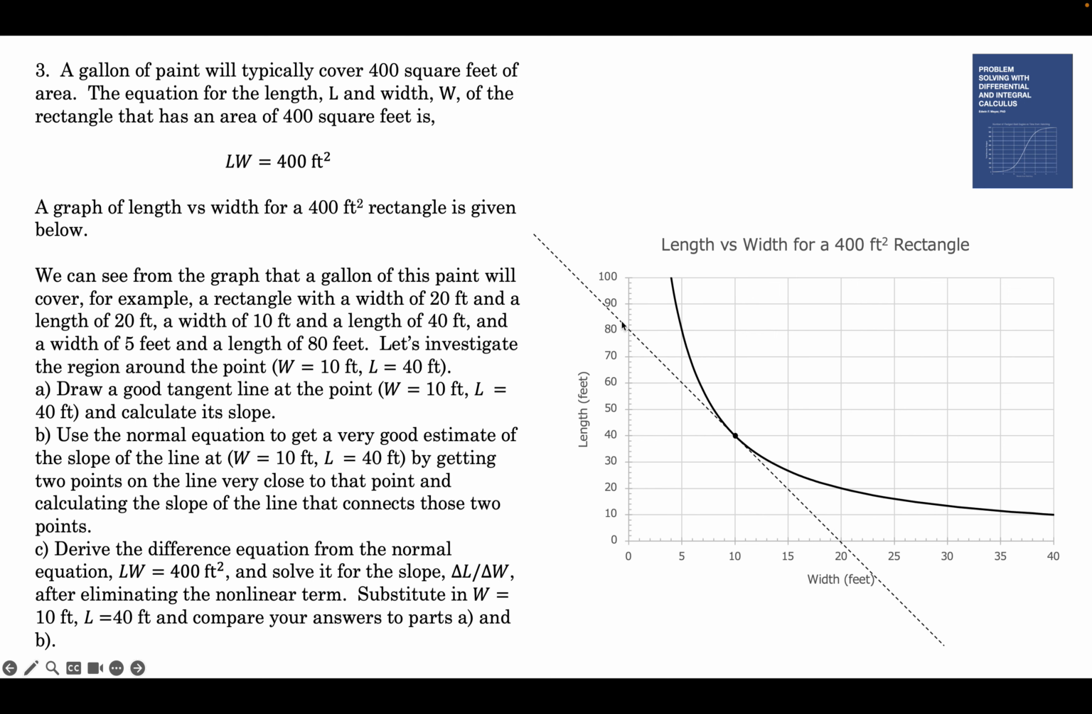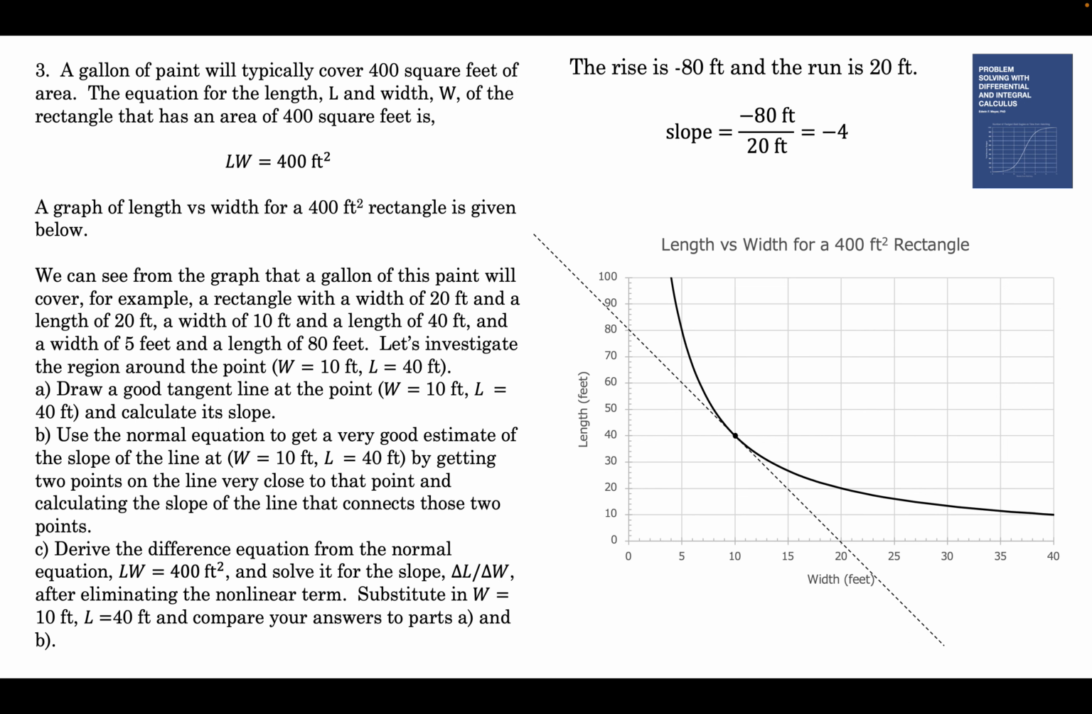The rise, it actually goes down, is minus 80 feet. The run is plus 20 feet. That's pretty straightforward. So the slope is minus 80 divided by 20, which is minus 4.